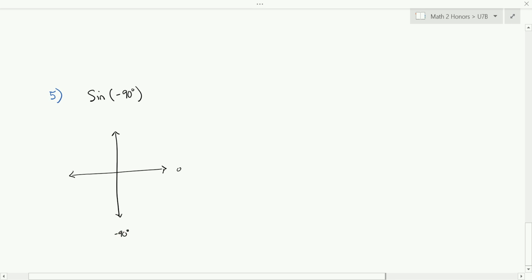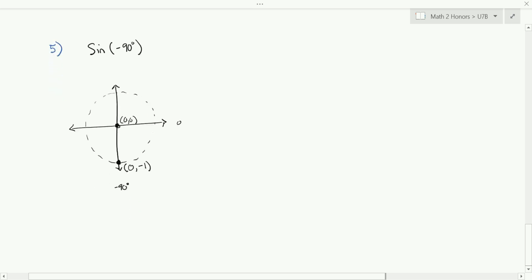So if one of your angles falls on the x or the y-axis, don't draw a triangle, draw a circle with the center at 0, 0, and a radius of 1. Draw that unit circle. You can dash it, or you could draw a solid circle, doesn't matter. If you need to remind yourself the radius is 1, you can write that. So this is 0, 0, and what's this point going to be if the radius is 1? 0, negative 1. So 0 is our x value, negative 1 is the y value. And so the sine of negative 90 is the y value, which is negative 1, and I'm done. It's not a tough thing to do, right? Once you realize we could use the unit circle to help us with these.